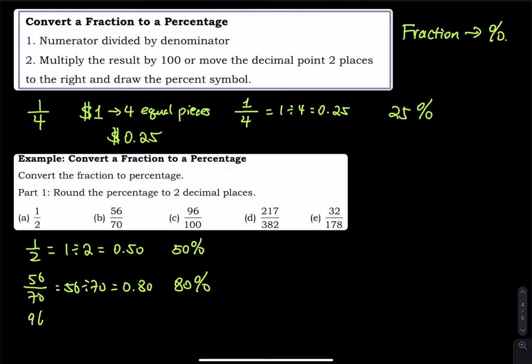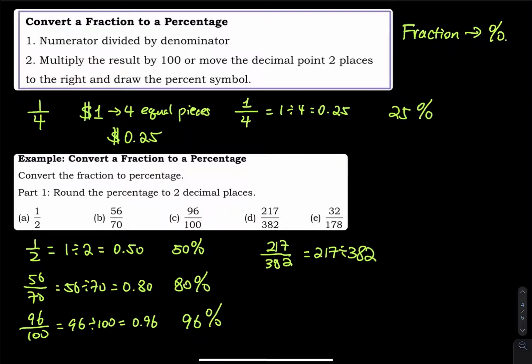C is 96 divided by 100, so that is 0.96, and then you move the decimal point 2 steps to the right, so that is 96, and then you add the percentage symbol to it. And then D is 217 divided by 382, so you have to take 217 divided by 382.